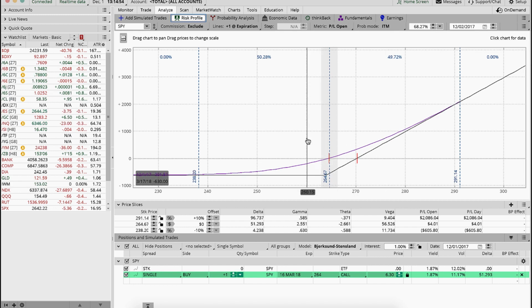If we had a stop loss at $260 per share, let's just say, we would lose $630. Look at the legend in the bottom left-hand corner. We would lose $630 at expiration, but we would only lose $209 today if it dropped below $260.03. So this real-time risk profile is going to help us more accurately identify our true risk-reward scenario based on how much time we have left in the trade.